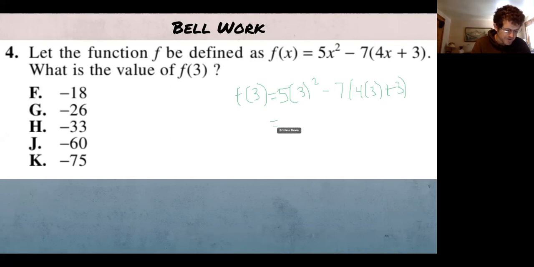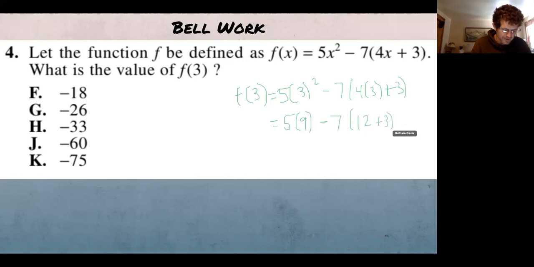So what we want to do first is 3 squared, and so that's going to be 5 times 9. So you do the x squared first, so 3 squared. And then it's going to be minus 7 times, and I'll just do the 4 times 3, which gives me 12, plus 3.